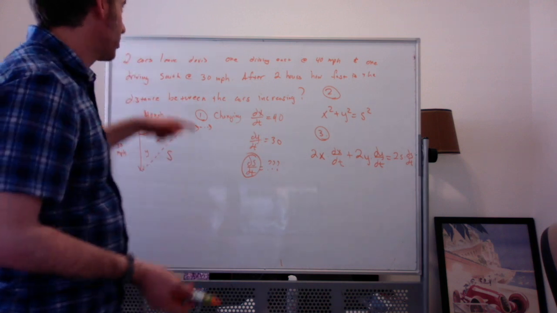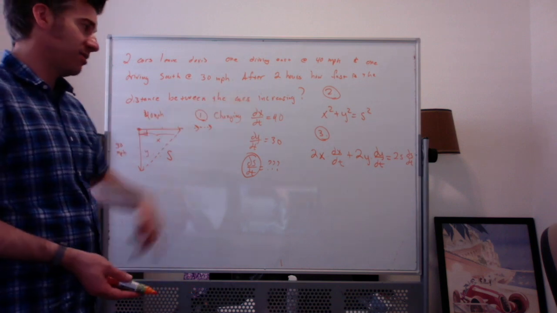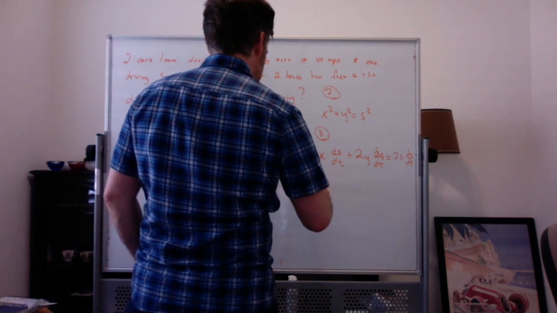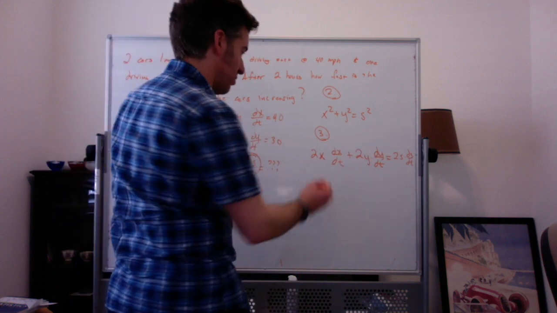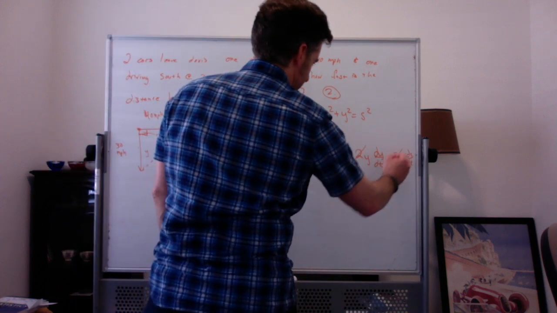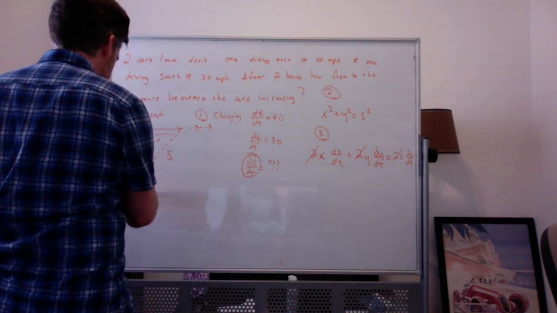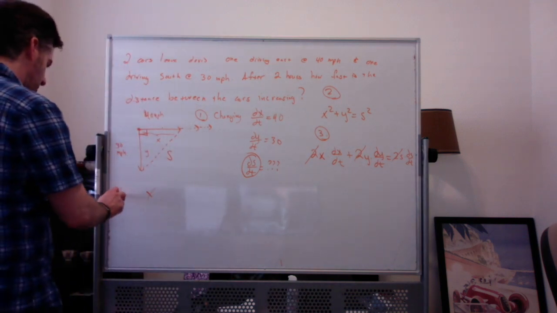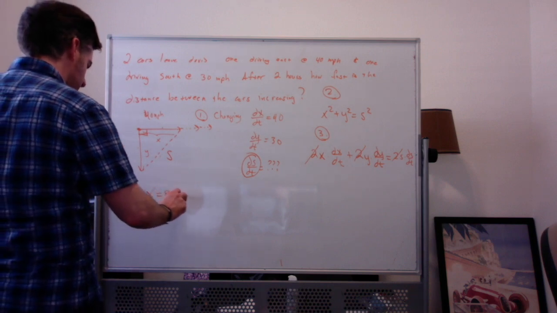So let's see. After 2 hours, I know that x is going to be 80 miles. Here's something you can do which makes it a little easier. You can divide everything by 2, right? We've got a 2 there, and there, so let's make life a little easier. So right after 2 hours, I know that x is 80 miles.